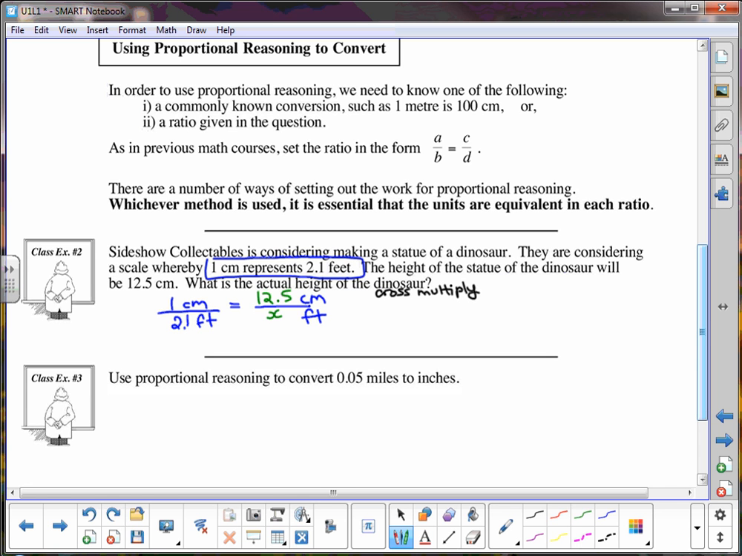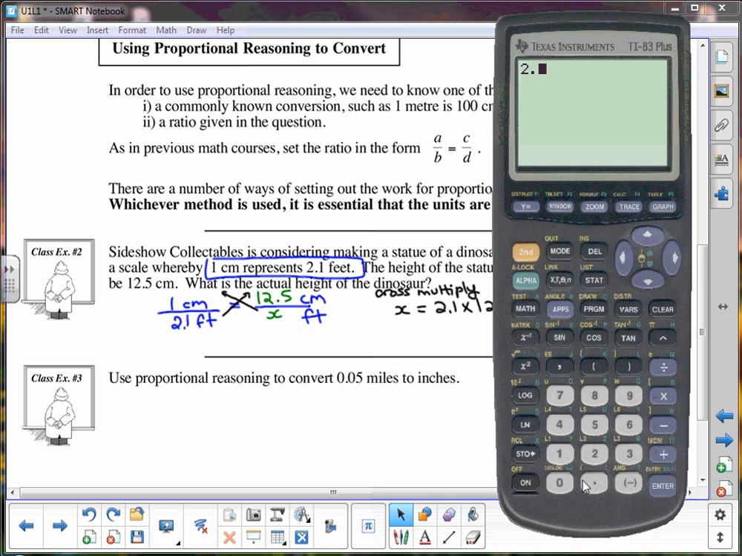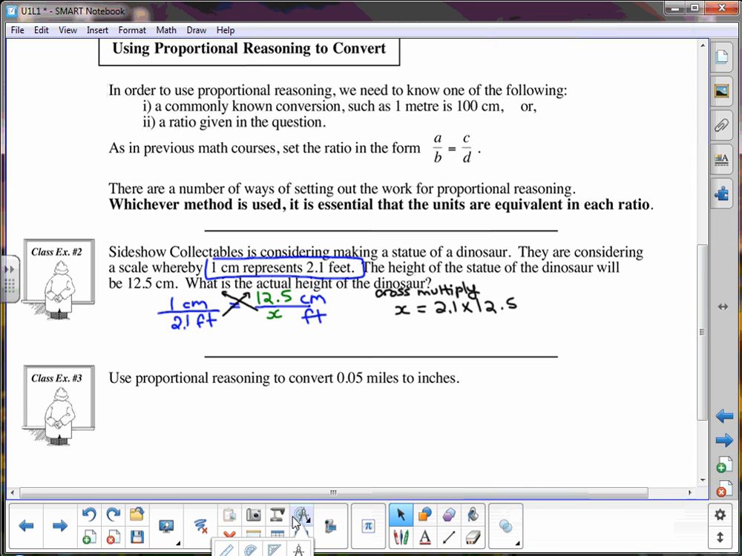This even works with unit conversions. So cross multiply: 1 times x is just going to be 1x, or x, equals 2.1 times 12.5. If you have your calculators, 2.1 times 12.5. What you have to remember is your units. What units were we looking for? It was 26.25, and the unit we were looking for was feet.